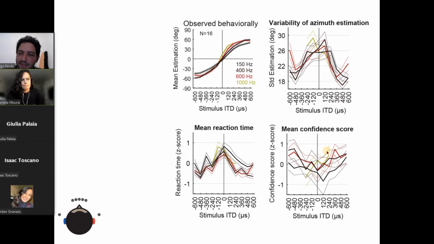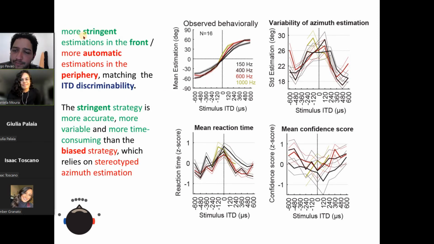The less you know about something, the more simple it looks. Here in the front, we know that it's complex, so we take forever and have very low confidence. But in the periphery, where we are very bad, we are very fast and very confident. So we have more stringent, more careful estimations in the front and more automatic ones in the periphery.